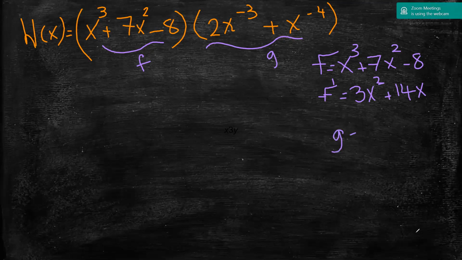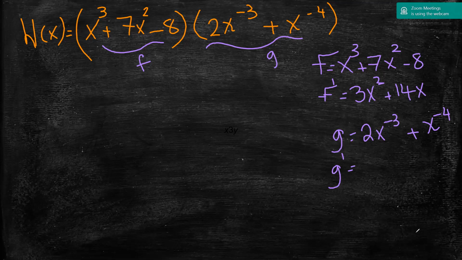And if g is 2x raised to the power negative 3 plus x raised to the power negative 4, so g prime will be 2 times negative 3, which is negative 6, x raised to the power negative 4, plus negative 4, x raised to the power negative 5, which is negative 3 minus 1.